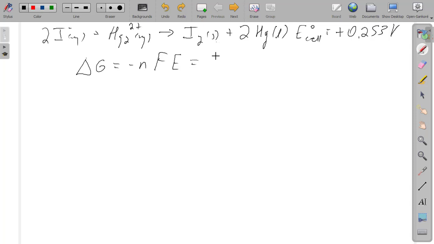So this is going to be equal to negative 2 times the Faraday constant, 96,500, but actually in this case, because we're talking about delta G, I want to modify that just a bit, because we want kilojoules for this.